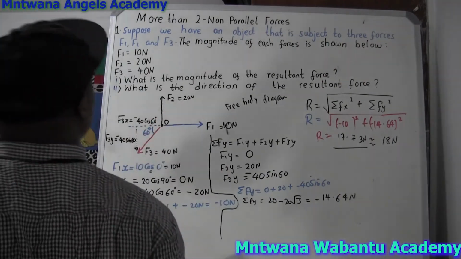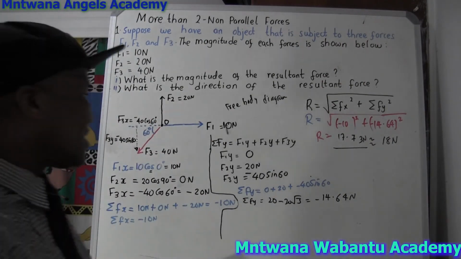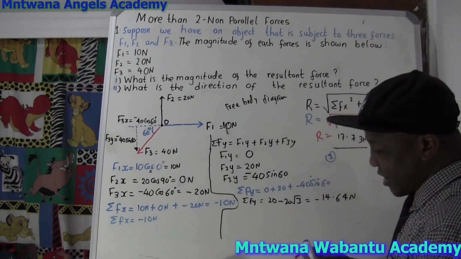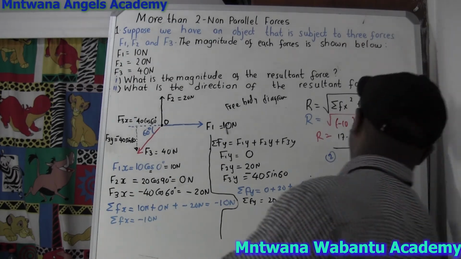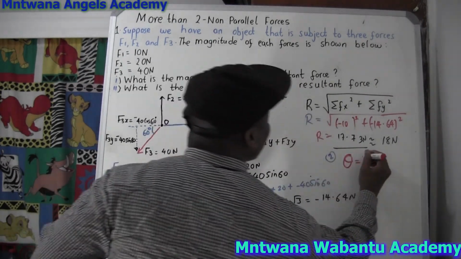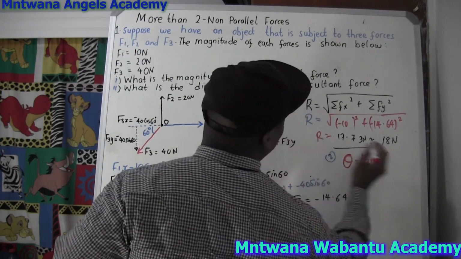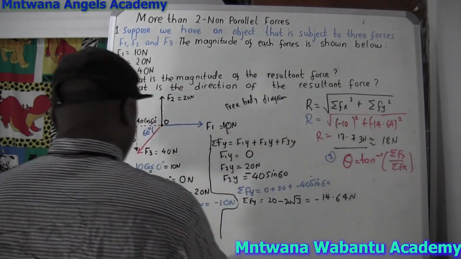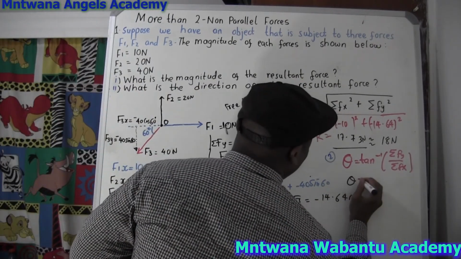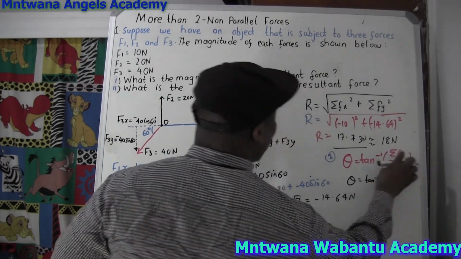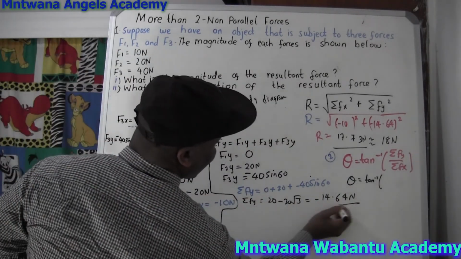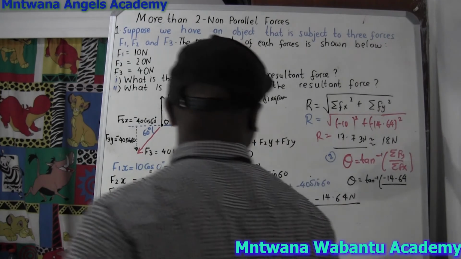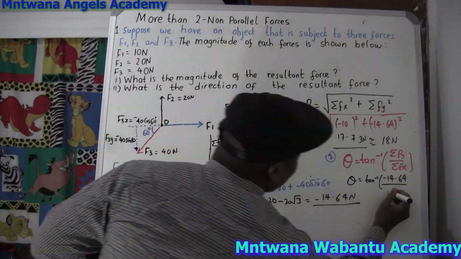We're done. Now we want to go for the second one. What is the direction? This is more easy, so easy. Direction means angle. So our direction equals tan inverse of the summation of fy always over the summation of fx, which we have. What is the summation of fy? This one here, negative 14.64, over the summation of fx, negative 10.